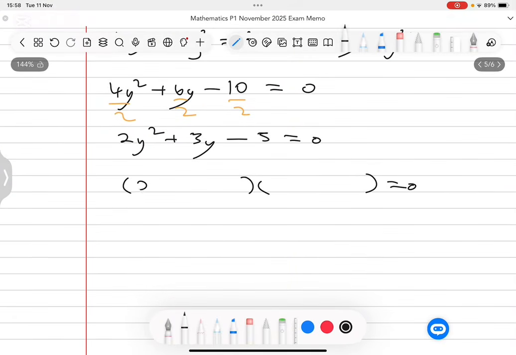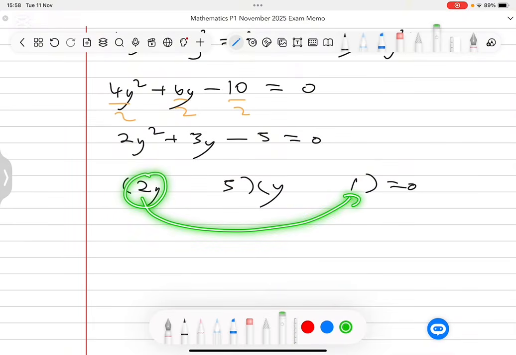My factors will be very easy. So again, I'm going to have a 2y and a y here. And the factors of 5, the simplest ones that I'm going to use, are a 5 and a 1. I can see that if I put the 1 this side and I put 5 this side, it will work out really well for me, because 2y times 1 is going to give me a 2y. And then the 5 times y is going to be 5y.